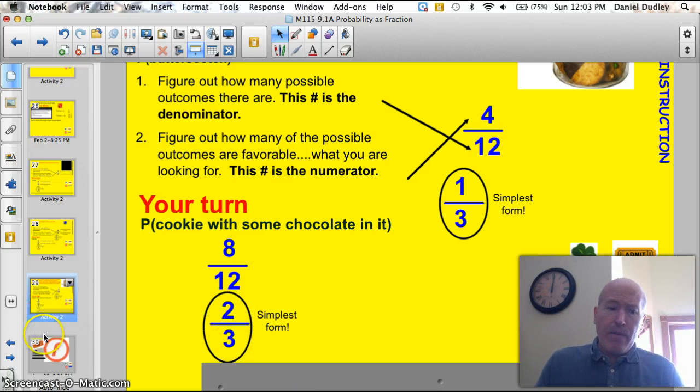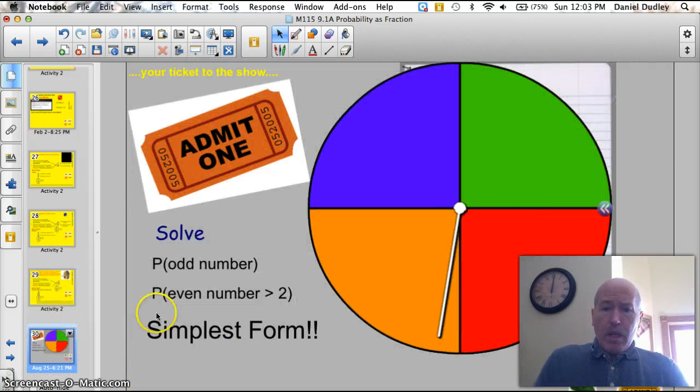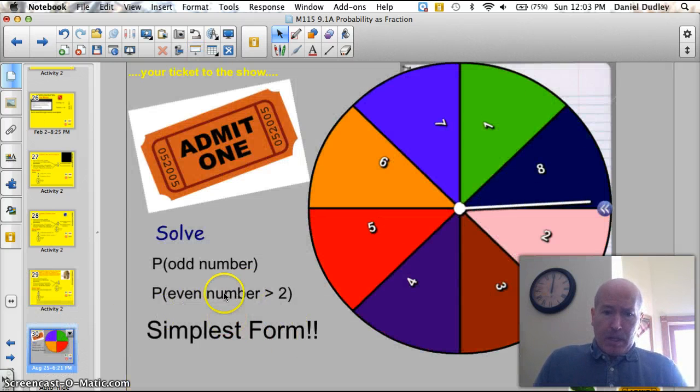All right? I think you're ready for the ticket to the show. Take a look at this spinner here and solve these 2 questions. What is the probability of an odd number? And then what is the probability of an even number greater than 2? Don't forget, express these in simplest form, and I'll stop just for a minute. Take a look at the spinner.